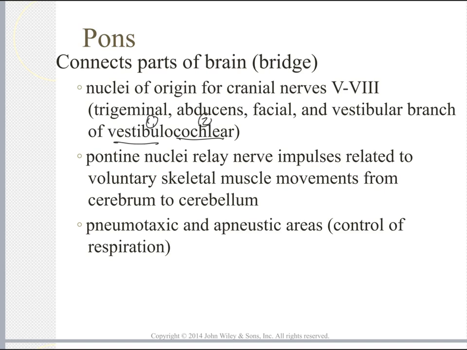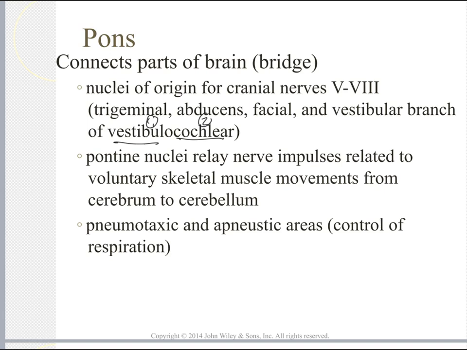The pontine nuclei are going to relay nerve impulses related to voluntary skeletal muscle movements from the cerebrum to the cerebellum. The last function are these pneumotaxic and apneustic centers. These are control centers for respiration.